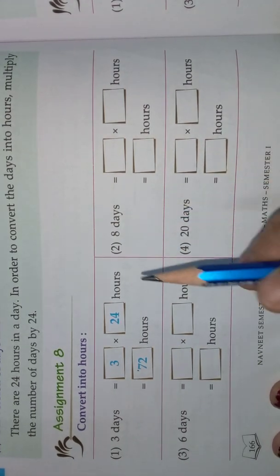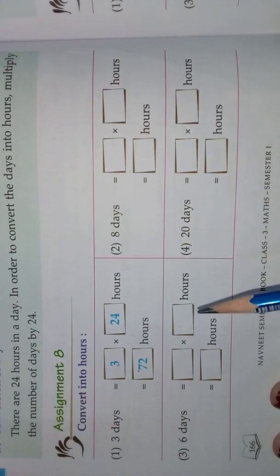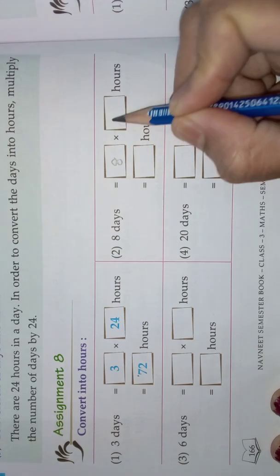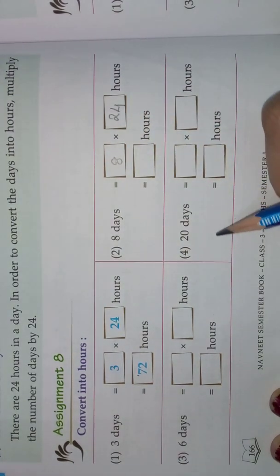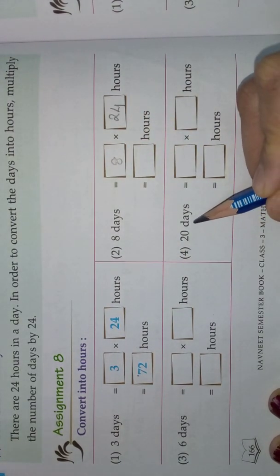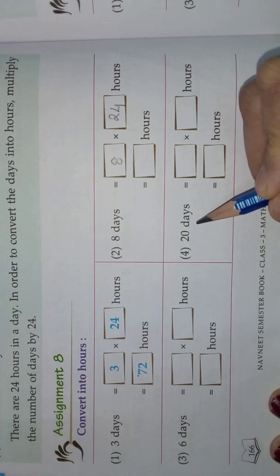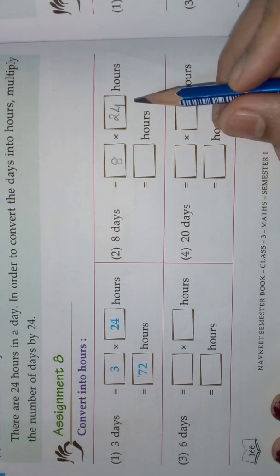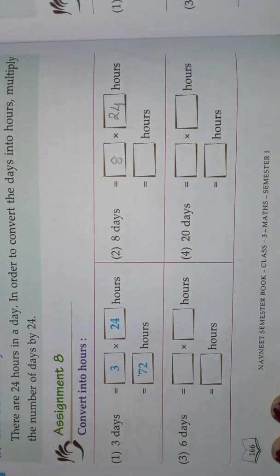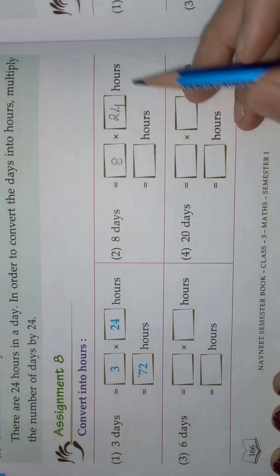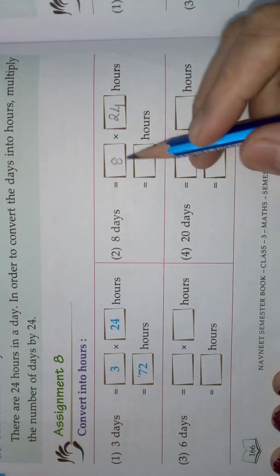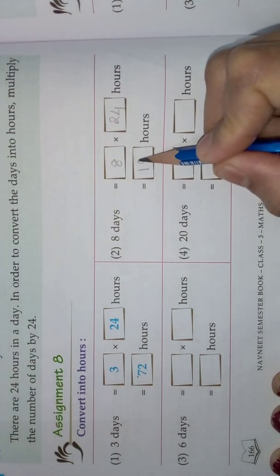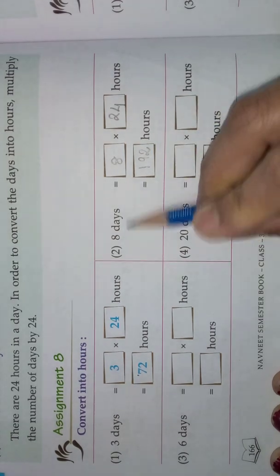8 days. 1 day is equal to how many hours? 24 hours. So, 8 days is equal to 8 into 24. Do the multiplication and find out the answer. 8 into 24. Do the multiplication and find out the hours. How many hours are there? 192 hours are there in 8 days.